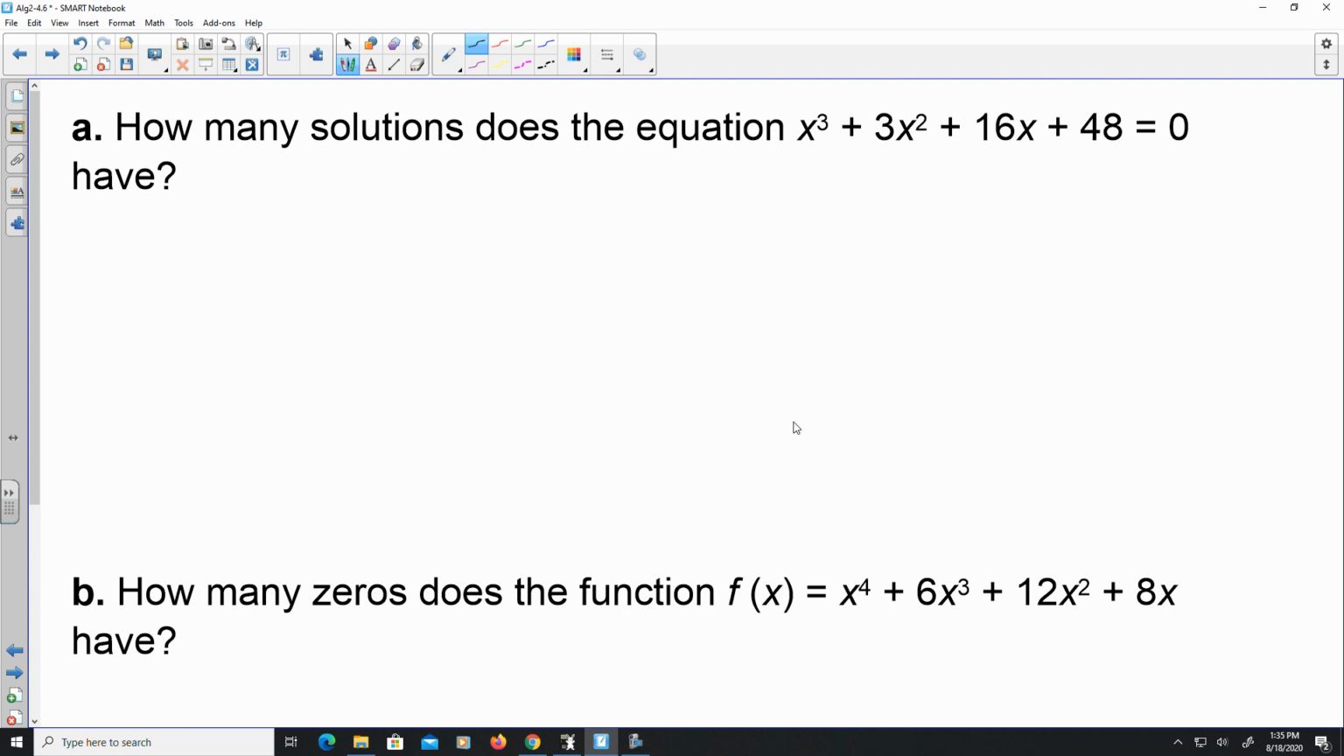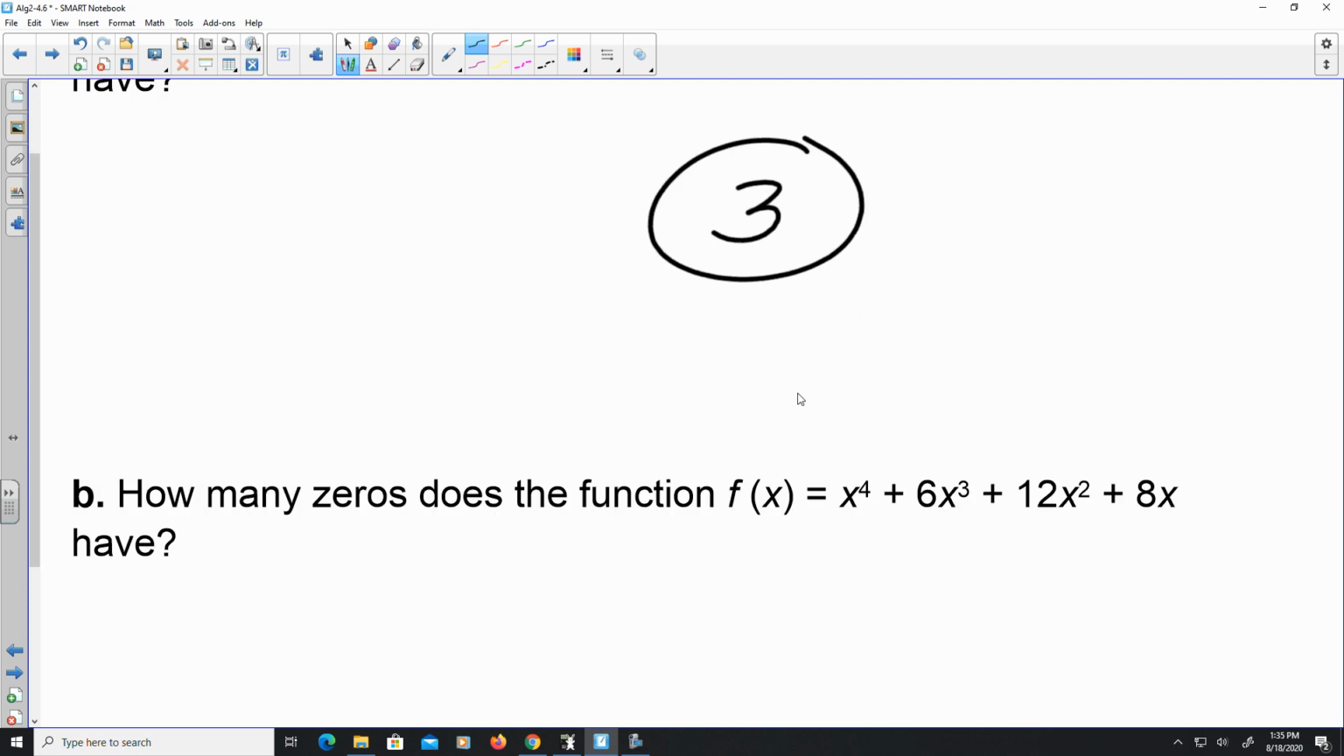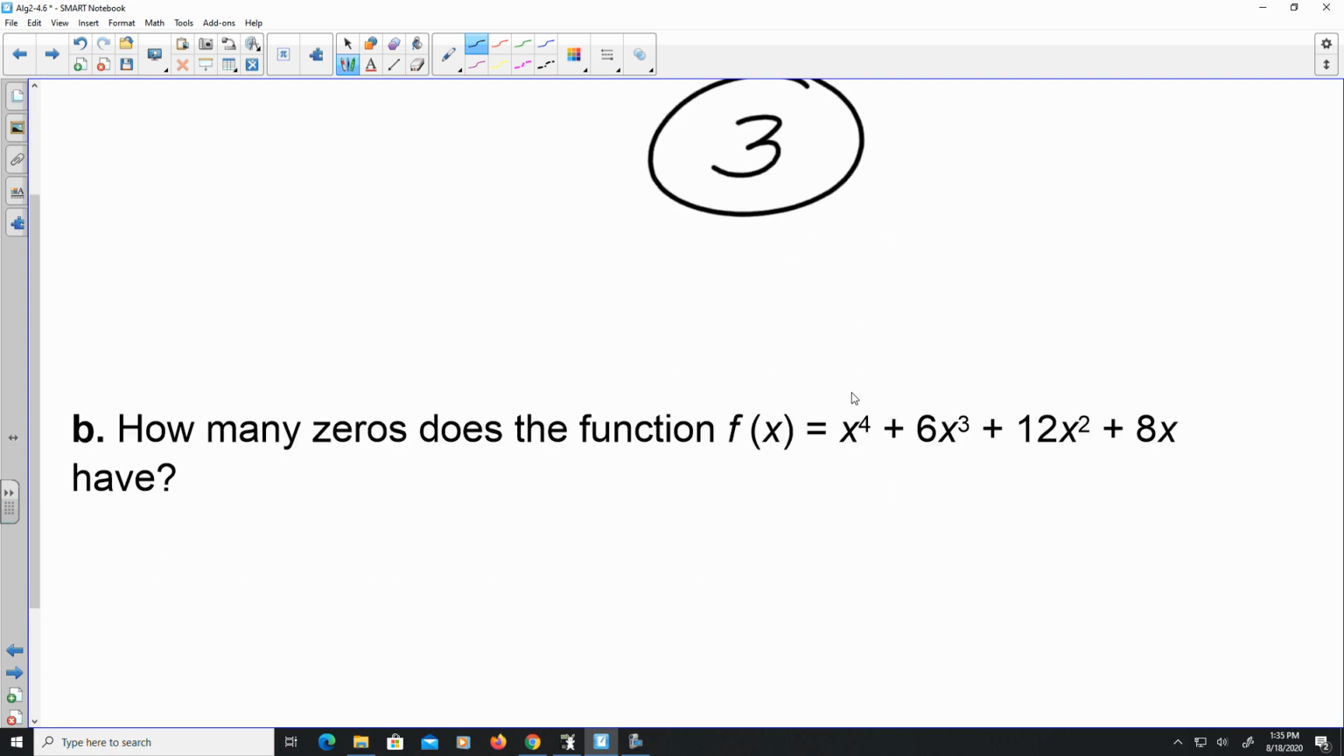So in this particular question, they want to know how many solutions the equation has. It's not asking what they are, just how many. I look at my degree here and it's 3, so there are 3 possible solutions. How many zeros? It's asking the same question. A and B are asking the same thing. You just look at the lead degree, which is 4, so it's 4.